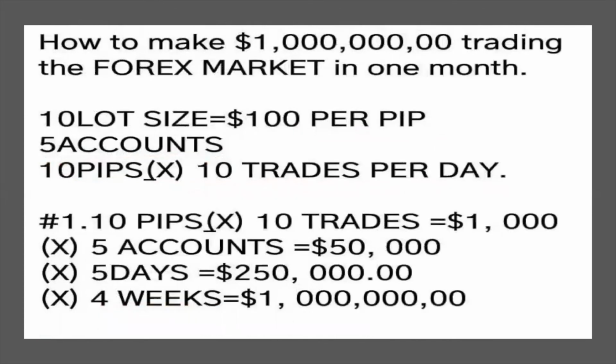Now, how to make $1 million trading Forex in 1 month. A 10 lot size is, like I said, 10.00. A 10 lot is $100 per pip. You have 5 accounts open, which is 10 trades per day. 10 trades equals $1,000. 5 accounts equals $50,000. 5 days is $250,000. 4 weeks is $1 million.